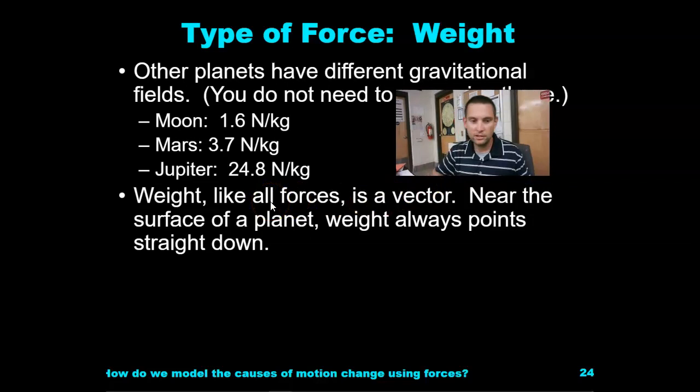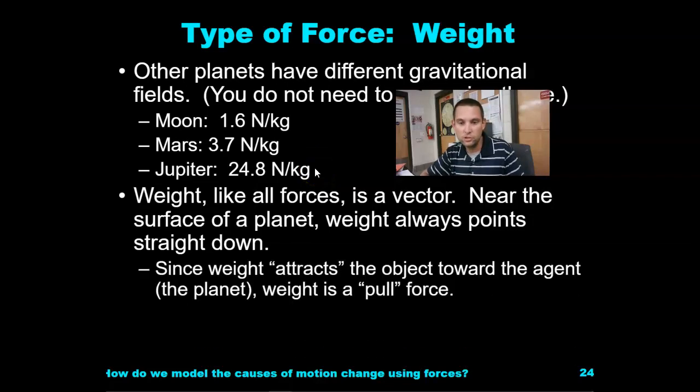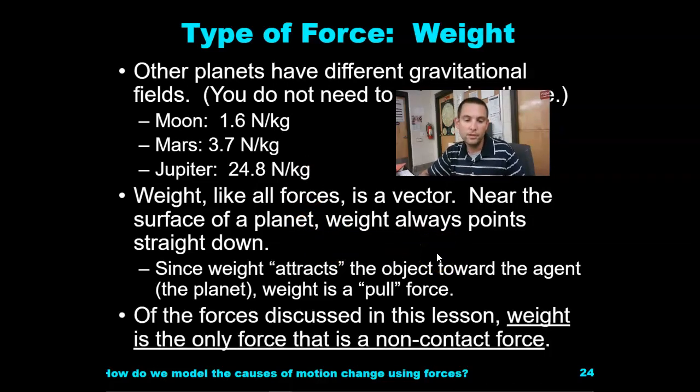Weight is a vector, so near the surface of the planet, weight always points straight down. That's true for us. We're always going to assume the force of our weight is pointing straight down. Because weight attracts the object towards the agent. Remember, the agent is the planet. Weight is a pull force. Of the forces discussed in this lesson, weight is the only force that's not a contact force.